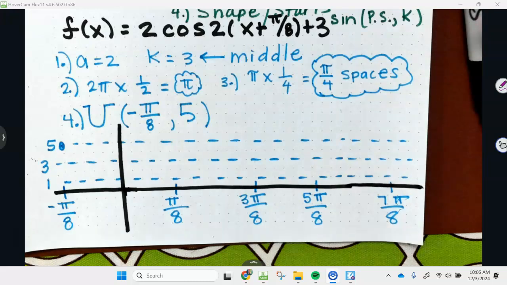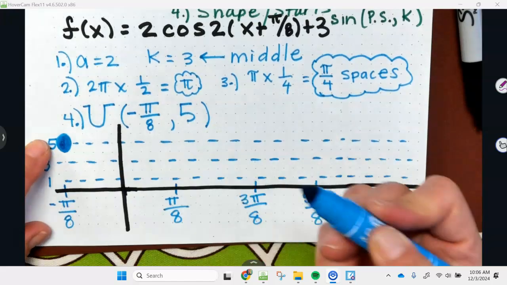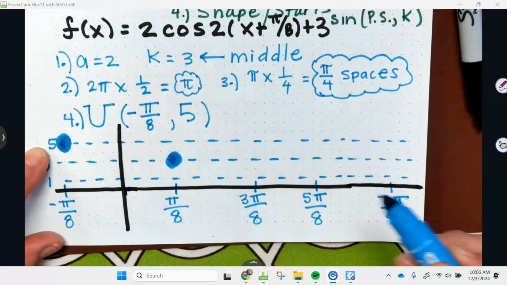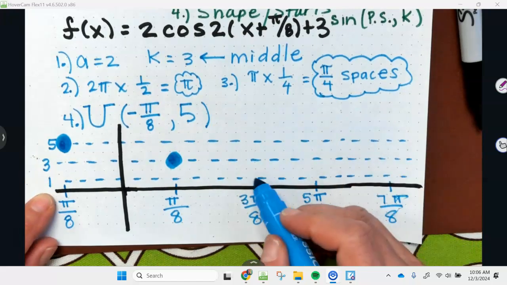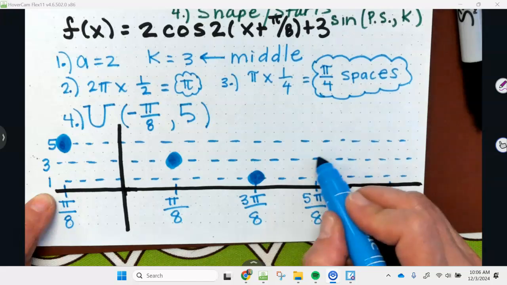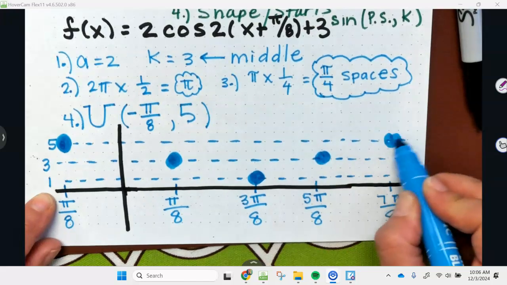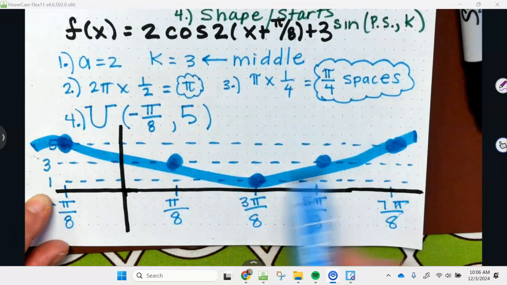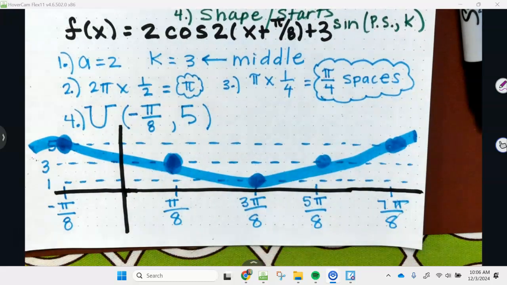All right. So I remember I said it started, and I'm keeping my word, it started right here. Then it hits the middle. The middle is at positive pi over 8. It bottoms out at 3 pi over 8. Then it climbs back up. So there's your cosine curve.